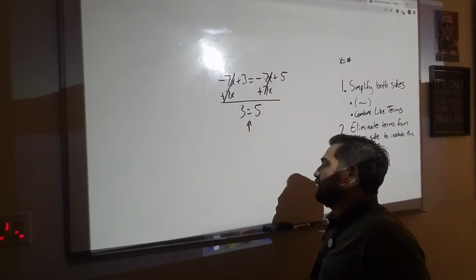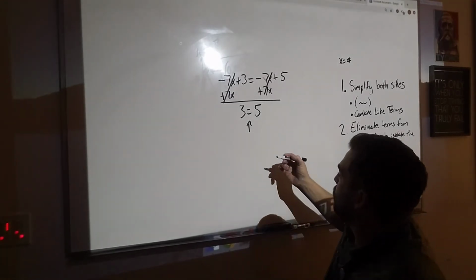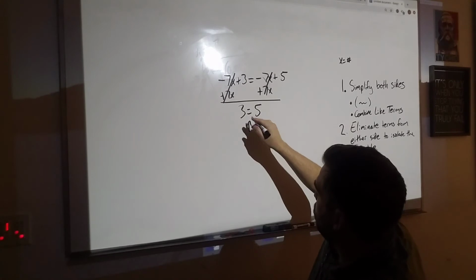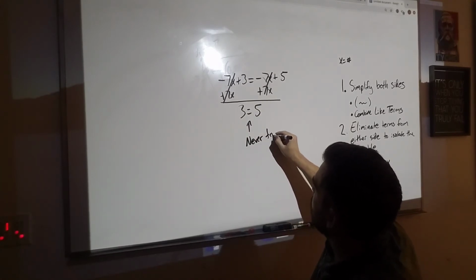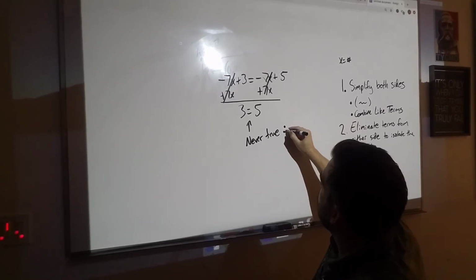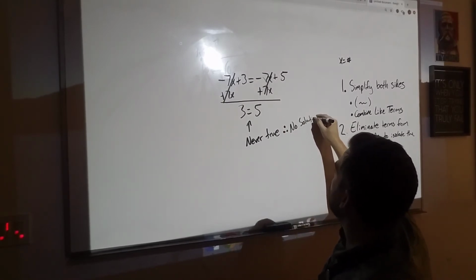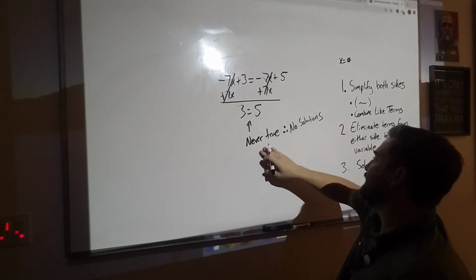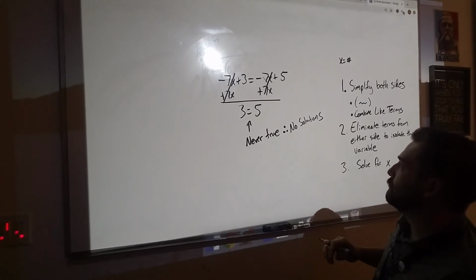Now, you might be thinking, huh, that's weird. 3 is not equal to 5. You're right, it's not. What this right here indicates, this never true statement, tells us that there are no solutions. So 3 equals 5 is never true, therefore, that's what the 3 little dots mean, no solutions.